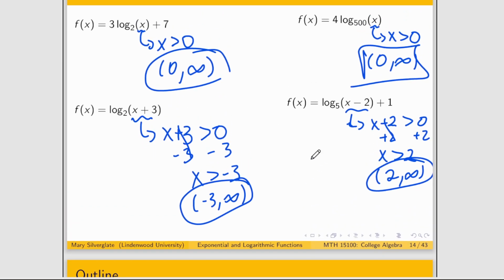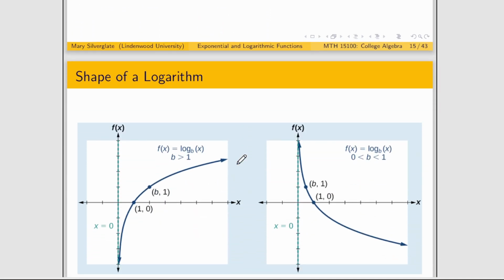Once we get into how to solve quadratic inequalities and rational inequalities later, you'll see that appear in future homeworks. We're going to come back to this idea that you have to set up the inequality that whatever's inside the log has to be bigger than 0.